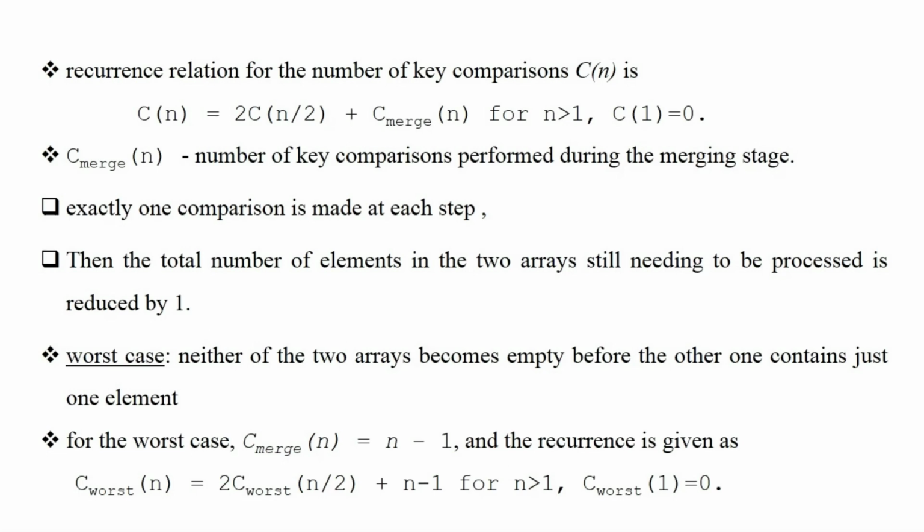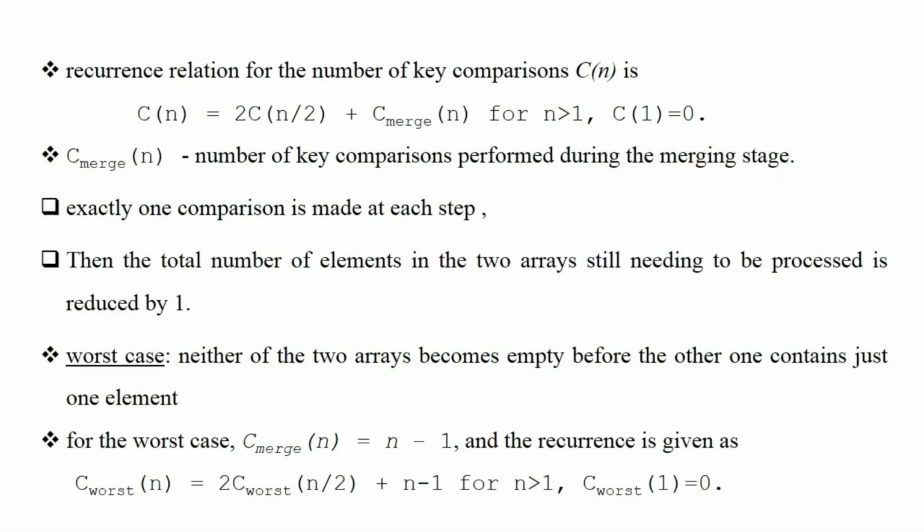The recurrence relation is based on the number of key comparisons for the merge sort algorithm. So, C of n is given as 2 times C of n by 2. Why 2 times? Because we are going to do the merge sort on 2 halves. So, the number of comparisons in order to sort the first half having n by 2 elements, and the number of comparisons to sort the second half with n by 2 elements.